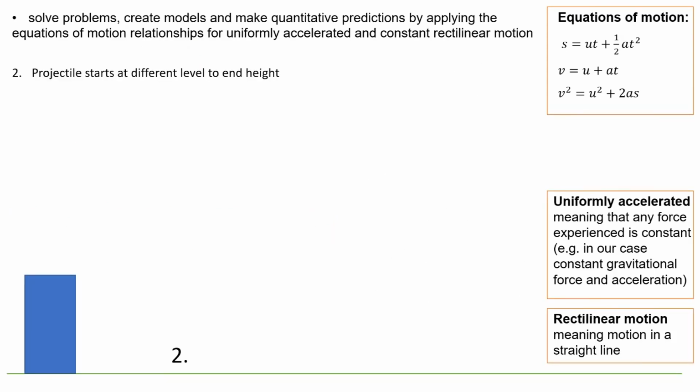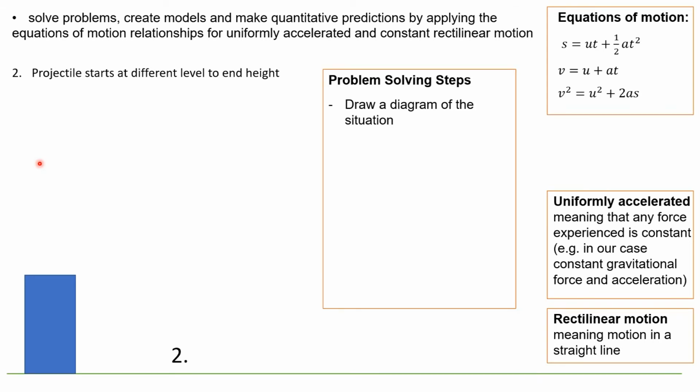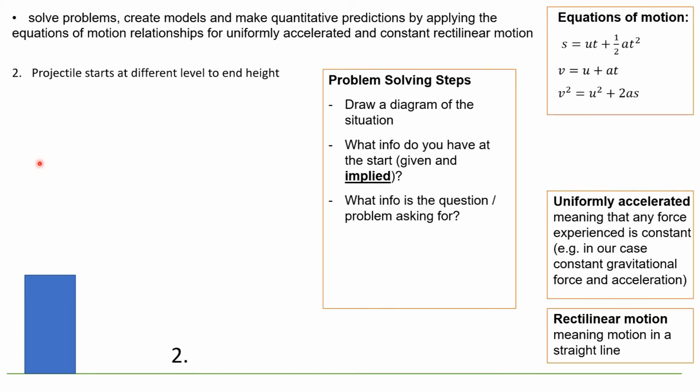Okay, so now moving on to the situation where the projectiles start and end at different heights. How will our problem solving change? Well, the steps should remain the same, right? You're still going to be drawing a diagram of the situation, looking at the info that's given at the start, and what's given and implied. So the thing that will differ here is what is implied from the situation. What the question is asking for, again, would be one of the ones that we've discussed before. Link what you have with what you need via the equations and then solve.